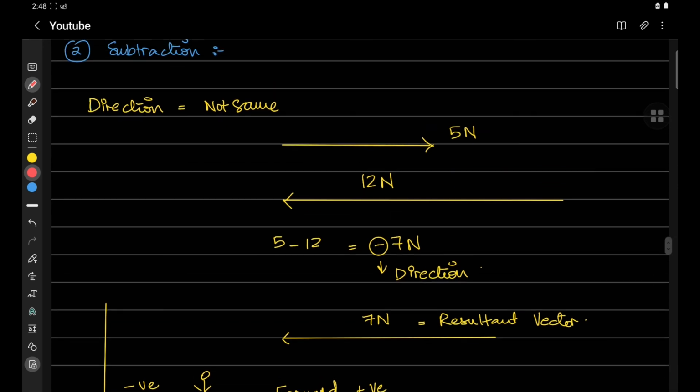So the -7 newtons over here shows that it is in the opposite direction. We were talking about this in terms of the 5 newton vector. When we subtracted 12 from 5 newtons, we got -7 newtons. So the -7 would help you in drawing the final answer as well. It would tell you that -7 newtons means it's in the opposite direction. So that is the second method that we use to determine the resultant vector.